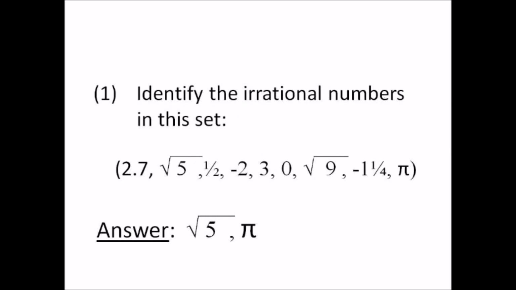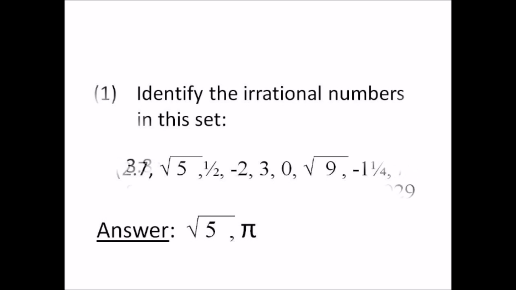There you have it. Answer for number 1, square root of 5 and pi. Hope you got it correct. I told you there were two numbers, and those are the two numbers there, square root of 5 and pi. Mark it. Very good if you got it. You should know what irrational numbers are by now.